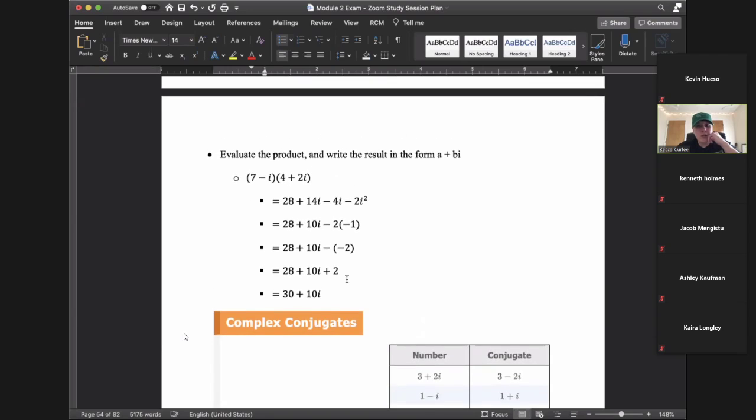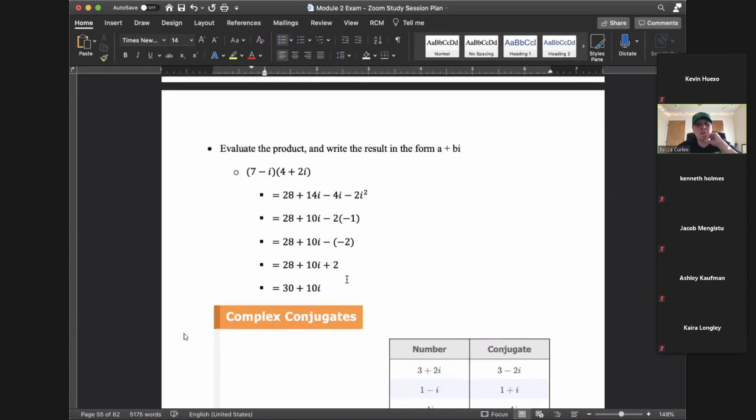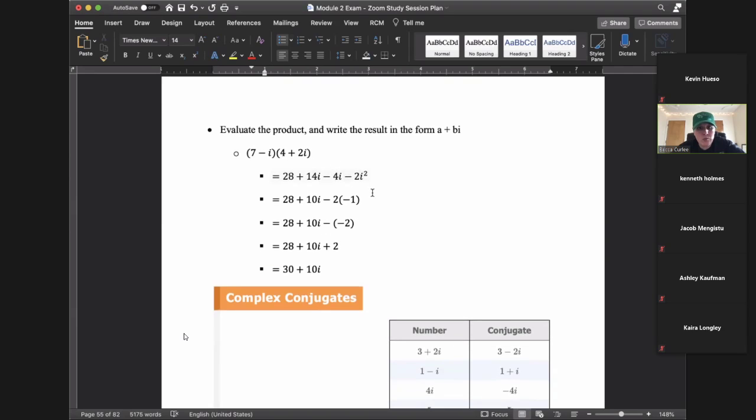So evaluate the product and write the result in the form a plus bi. So we've got 7 minus i times 4 plus 2i. We're just distributing here. 7 times 4 is 28. 7 times 2i is 14i. Then we've got -i times 4 is -4i. Then we've got -i times 2i is -2i squared. So you're just multiplying it like binomials. And then you just remember that i squared equals -1.